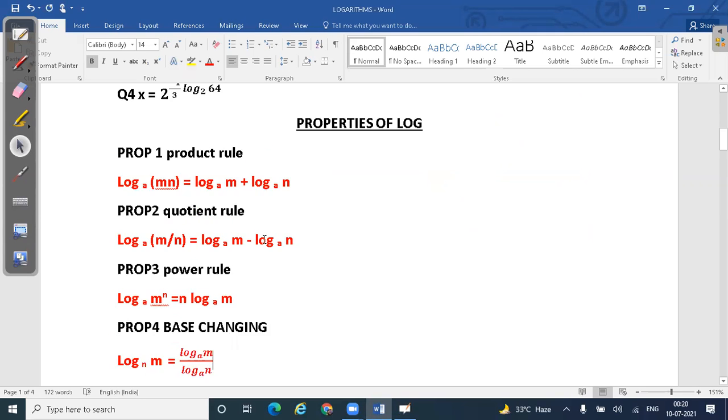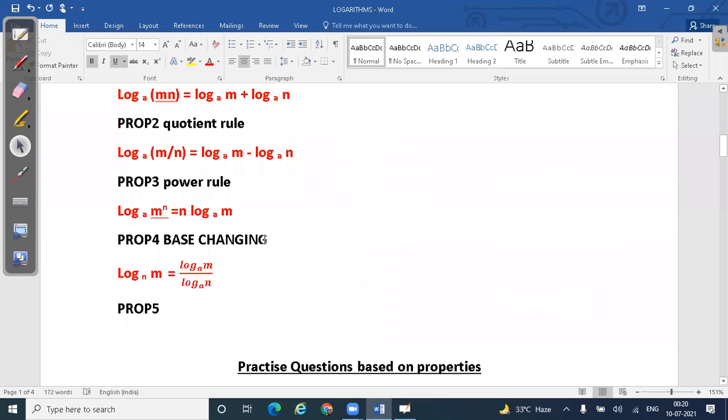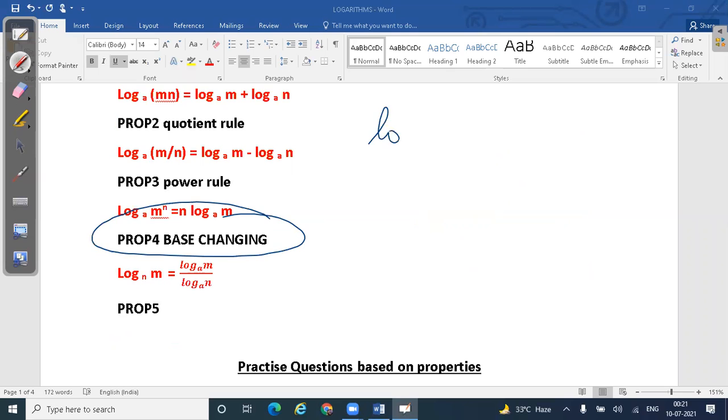So the last property which we haven't done as of now, we call it the base changing property. What happens is I can change my base. I'll think of a question. If I write down log of 16 divided by log of 8, what is it equal to?